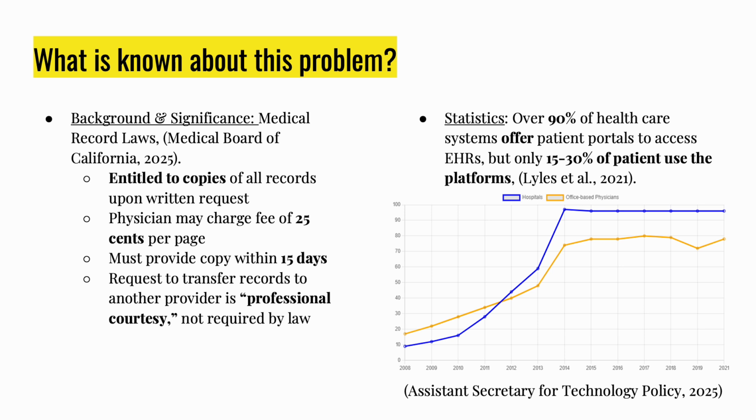covered by law. And some statistics: actually, over 90% of healthcare systems now offer patient portals to access electronic medical records as of 2021. And this can be due to the post-pandemic shift onto telehealth. But only 15 to 30% of patients actually use the platforms that are offered. And you can see this graph, which shows over the years how much there has been a shift of hospitals and office-based physicians to online healthcare portals. Nearly 100% of hospitals now have it.